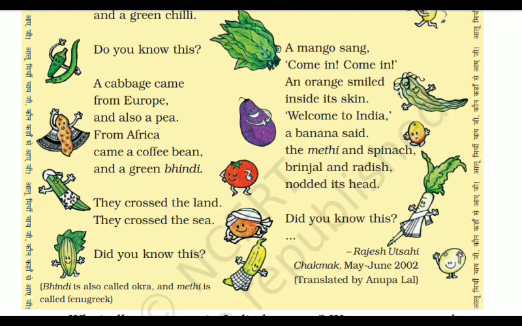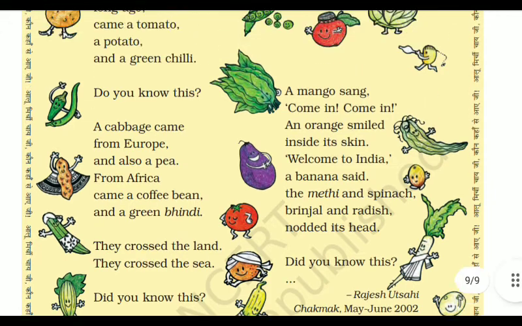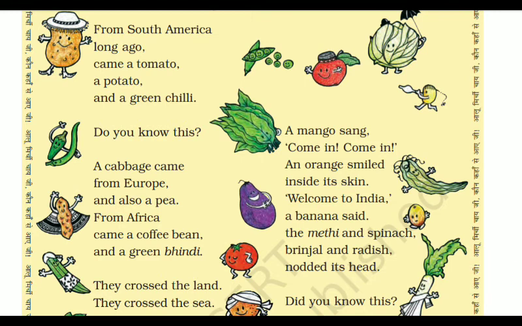So from Africa came a coffee bean and a green bhindi, the ladies finger. So they crossed the land, they crossed the sea. Do you know this? So these are the examples of some vegetables, some plants which are brought from somewhere else and are grown now in our country.